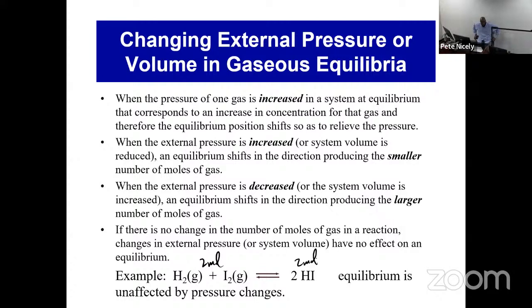Nothing, right? Because you have an equal number of molecules on both sides of the equation, equal moles on both sides, right? So for any equation where the total moles, when you add up the coefficients, are the same on either side, it doesn't matter what you do in terms of the pressure. If you increase it or decrease it, nothing will happen. There will be no equilibrium shift. Neither product nor reactant will be affected in terms of their concentration.